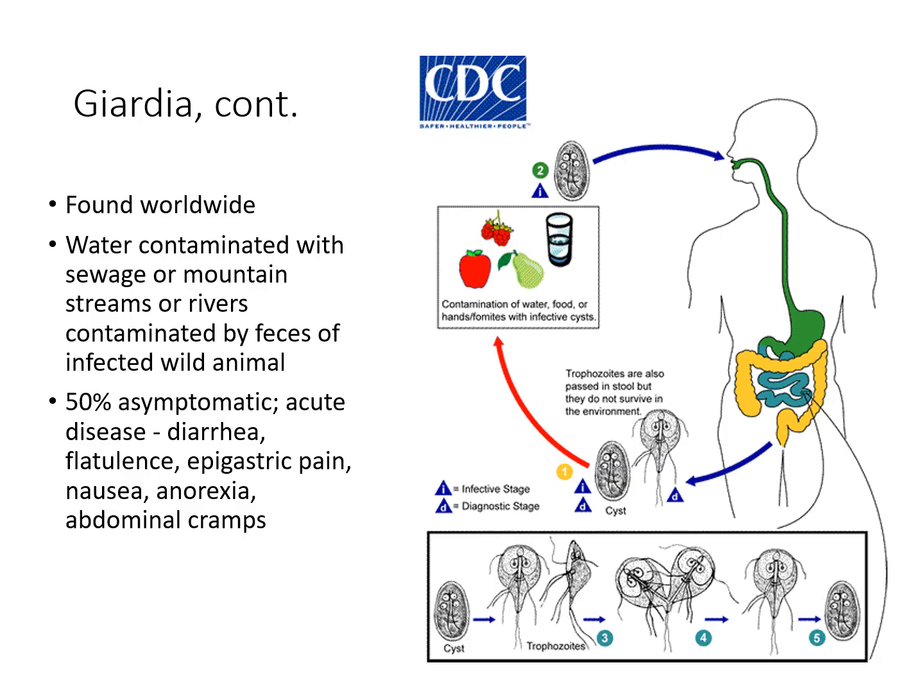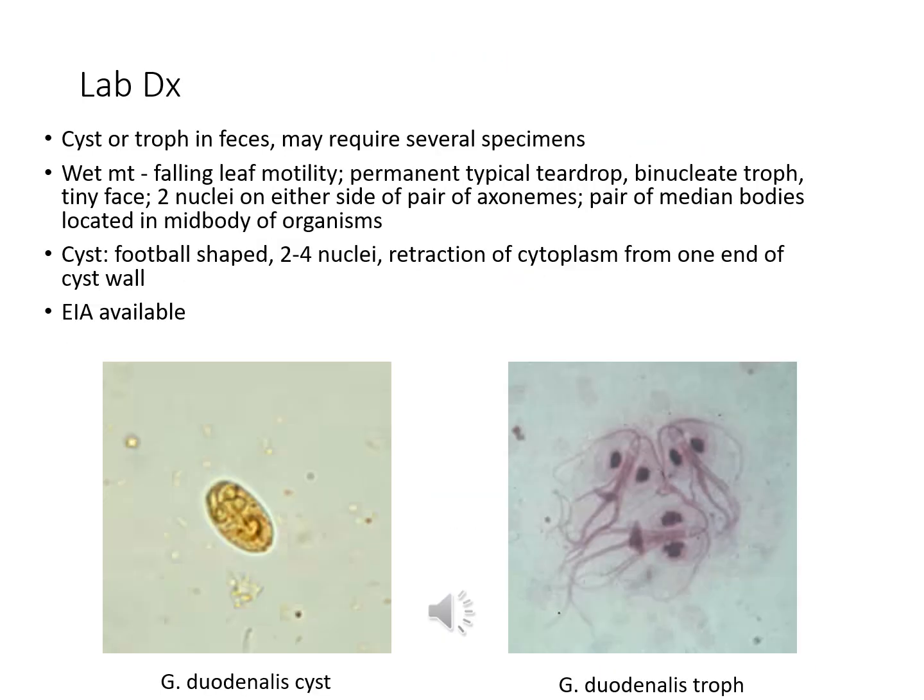Clinically, about 50% of infected individuals remain asymptomatic. In symptomatic cases, the infection can cause acute gastrointestinal illness characterized by watery or greasy diarrhea, flatulence, epigastric pain, nausea, anorexia, and abdominal cramps. Symptoms may be self-limited or persist, leading to chronic infection and malabsorption if untreated. So our diagnosis is based on visual identification of a cyst or troph found in the feces. It may require several specimens.